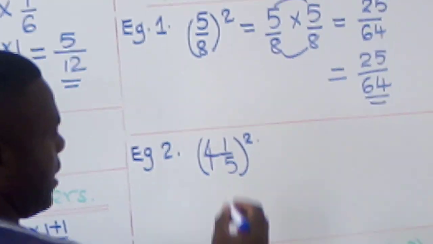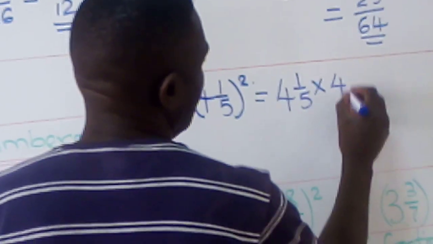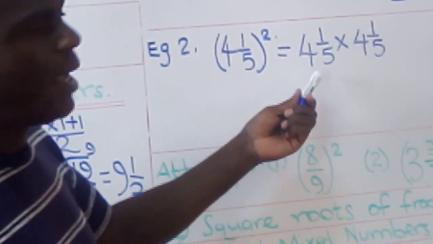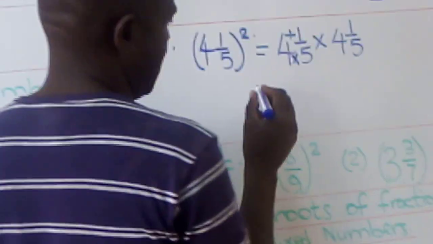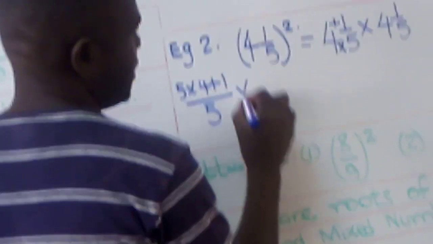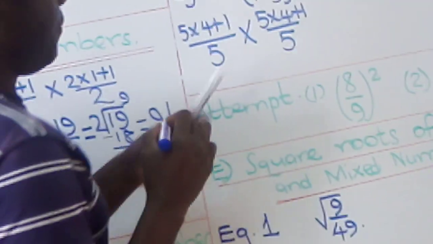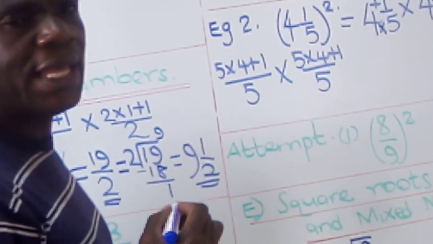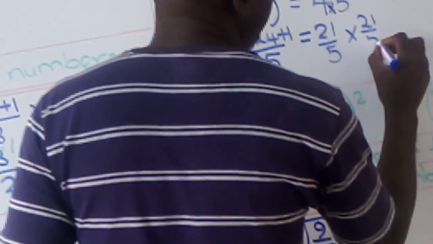Example number 2. Again, we multiply 4 whole 1 over 5 multiplied by 4 whole 1 over 5. When we are multiplying, it's a rule that you convert a mixed number into an improper fraction. And so we multiply 5 by 4, then plus 1. So 5 times 4 plus 1 all over 5 multiplied by 5 times 4 plus 1 all over 5. These numbers are the same. And so 5 times 4 is 20 plus 1 is 21. So we'll have 21 over 5 times 21 over 5.